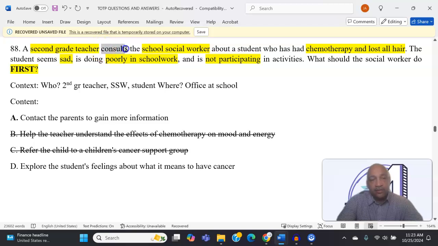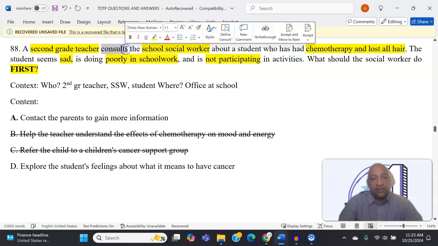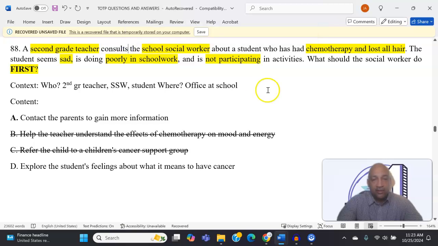If this teacher sent a consult, it's most likely a consult that the school social worker received while in the office at school. It doesn't say that explicitly, but it's implied, and it's worth it to get that identified, right? So we know who, we know where. Let's figure out when, right?